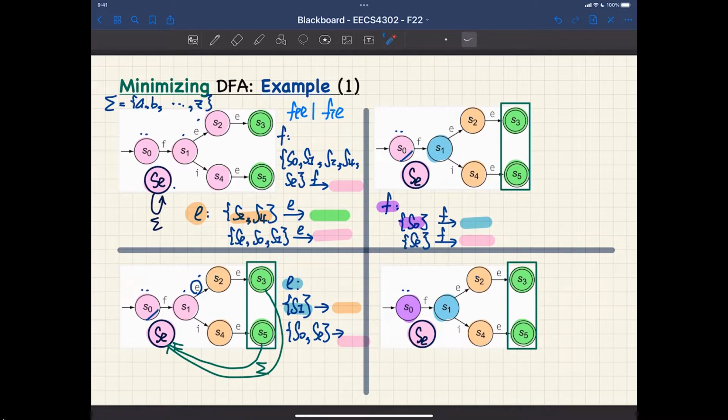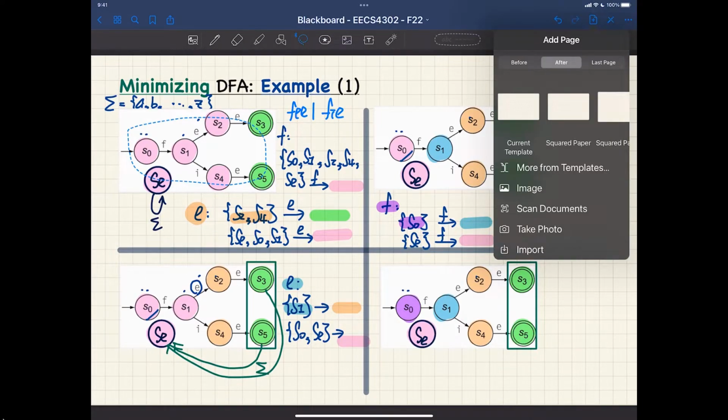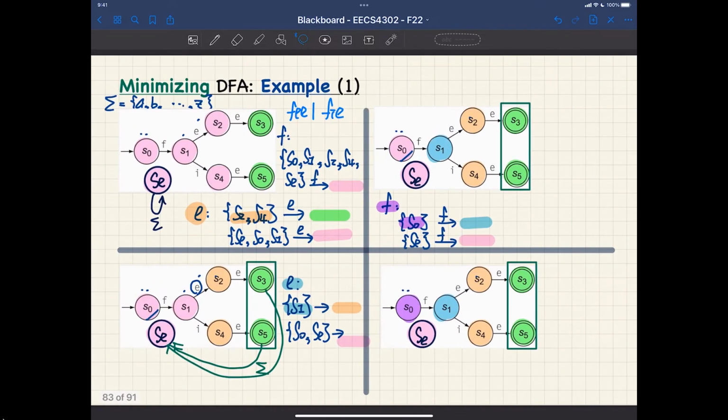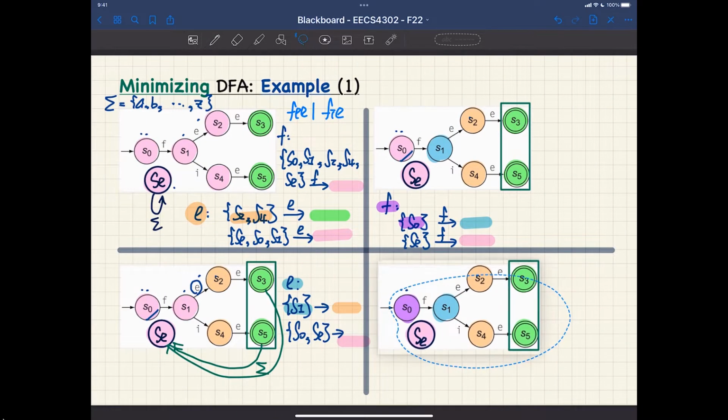Then we are done. 1, 2, 3, 4, 5: 5 partitions versus 1, 2, 3, 4, 5, 6, 7. So we go from 7 states into 5 partitions. Each partition will represent a state in the final DFA, which we're going to draw. Let's now try to make a conclusion. For the first one, we're going to do it very completely, just to make sure everybody is okay. Let me open a new page. This is what we begin with. This is what we ended up with.